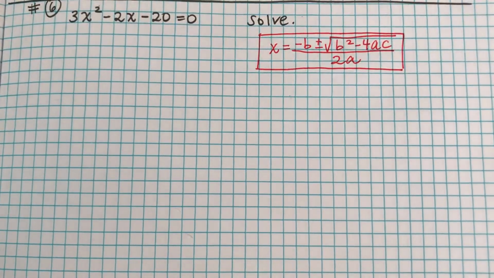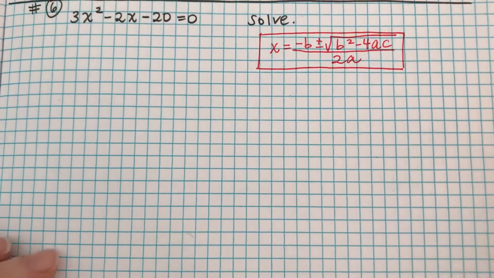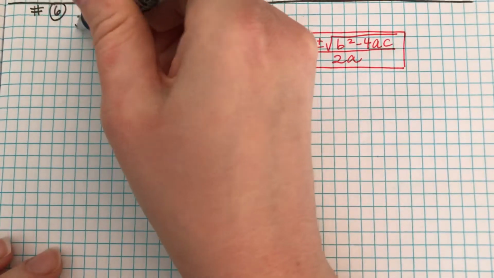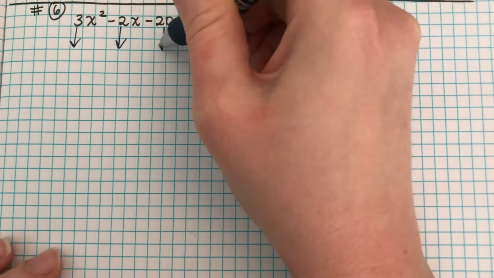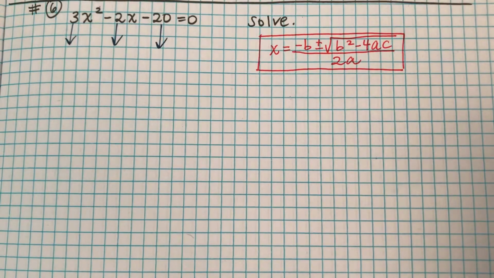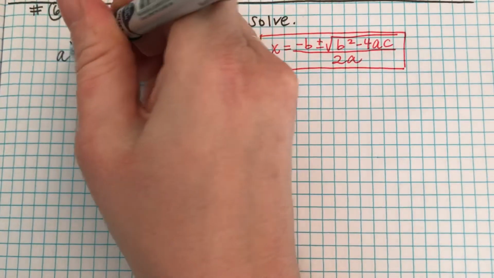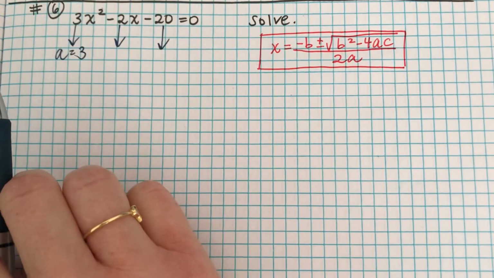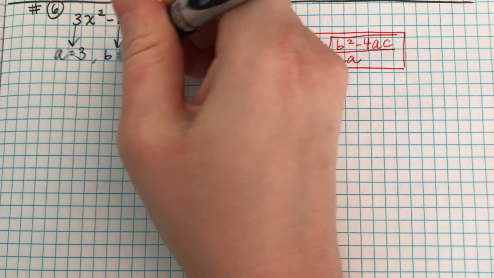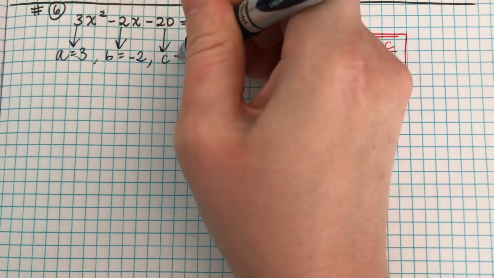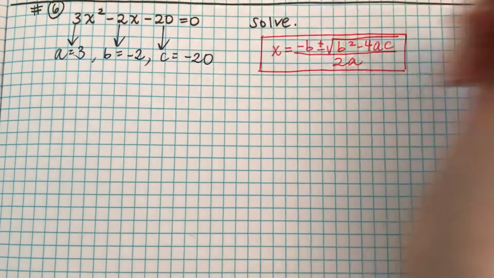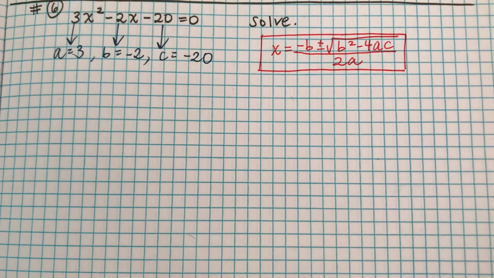So here's another example of us using the quadratic formula. Let's see, we can immediately place this into our values a, b, and c because it's in the correct format: ax squared plus bx plus c is equal to 0. So I'm going to say that a equals 3, b equals minus 2, and c equals minus 20. There we go.